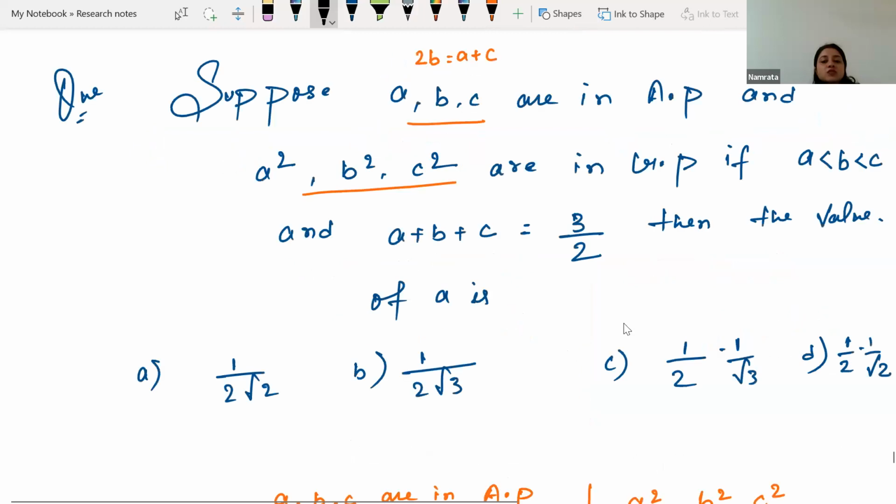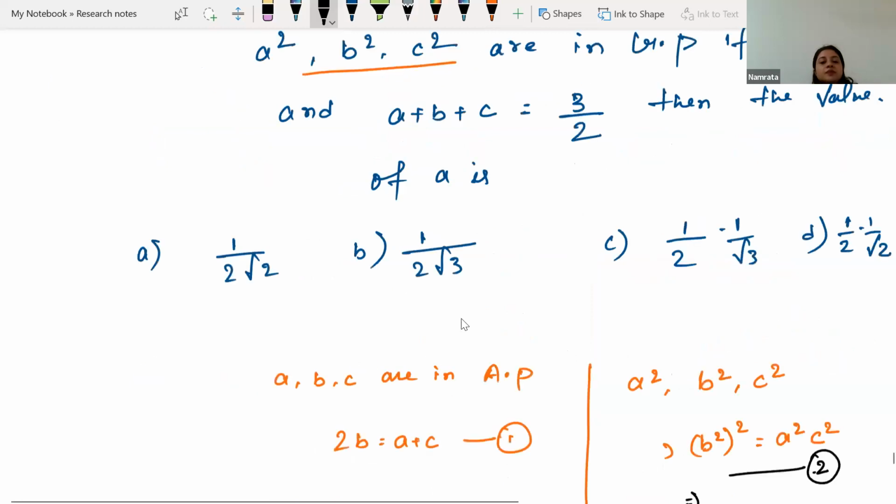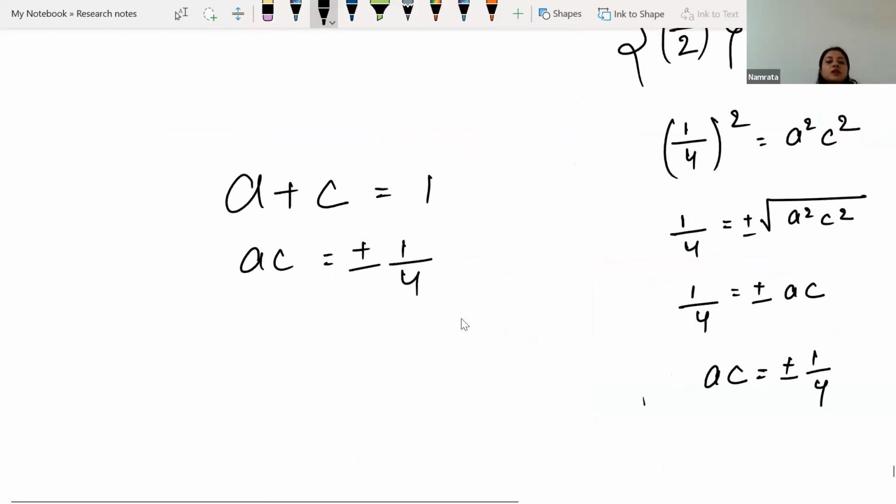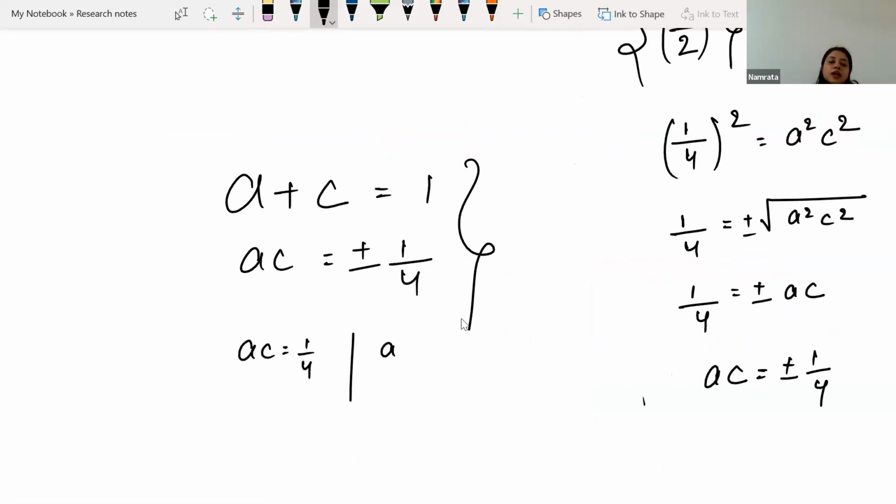What exactly we want? Value of A, can you see? Then the value of A is, okay, so here if we will be solving these two equations, AC value is 1 by 4, AC value is minus 1 by 4. These are the two values we are having. Okay. Case 1 and case 2 we will be using for what? To calculate the value of A.